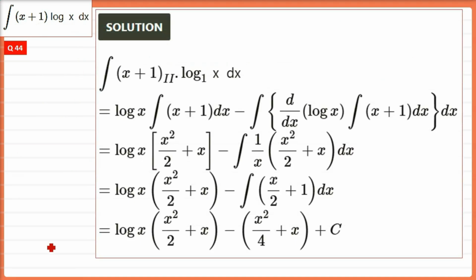So that's how you are going to go about it. Don't forget to write English sentences here.